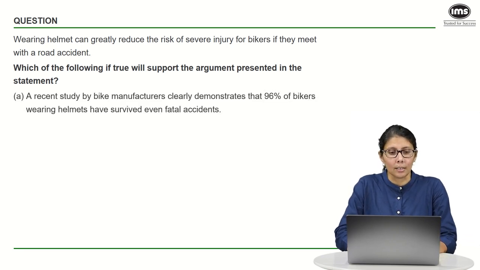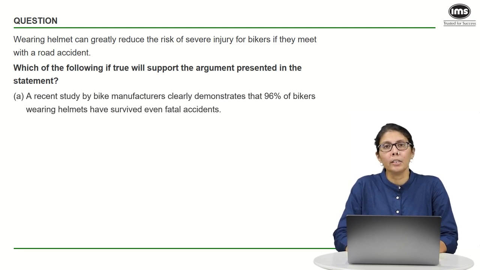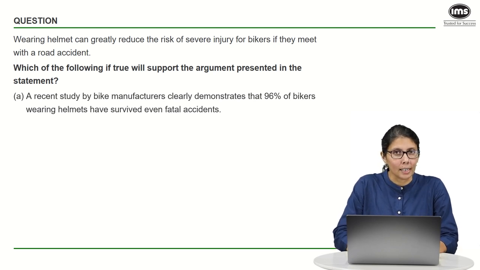The first option says that 96% of the bikers wearing helmets have survived even fatal accidents. This seems to support the idea that the helmet would avoid injury to some extent. So A is something we should retain. It does support our conclusion.